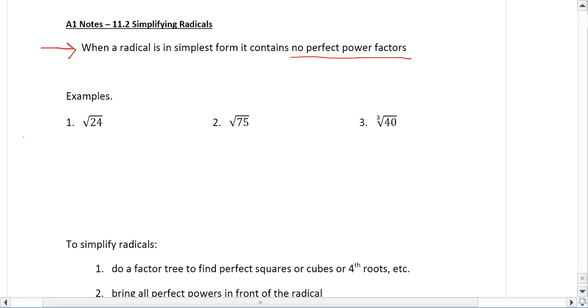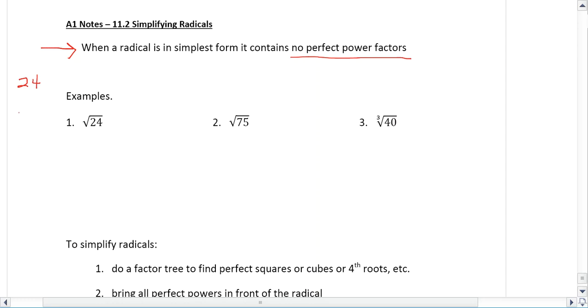Like the first example here, square root of 24. There are some perfect squares hiding in 24, and we just have to find them. Sometimes after you have done this a while, you'll start to see them, which is another reason why I'm having you memorize these perfect squares. But I'm going to show you a method that always works no matter what. It's like your ace in the hole. You can always use it.